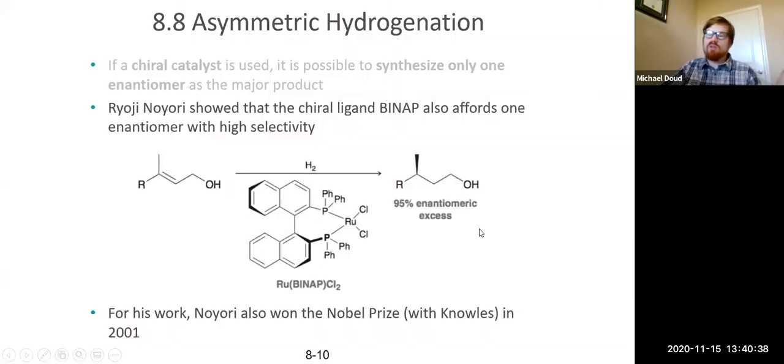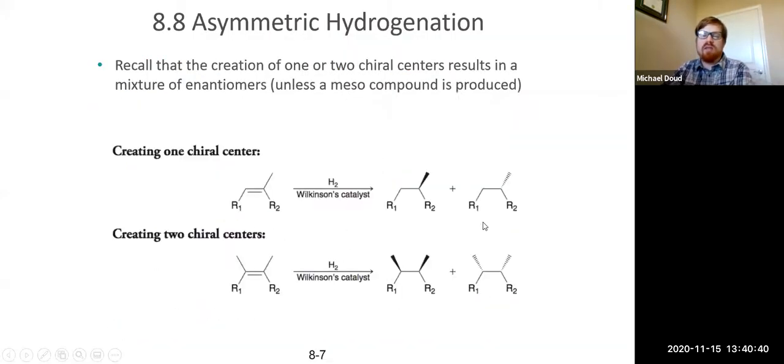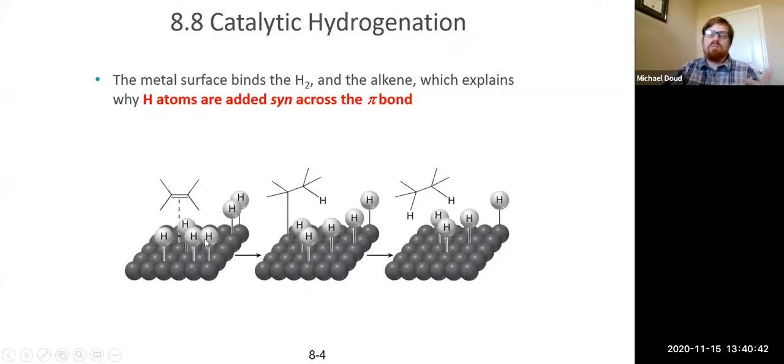Okay, that covers hydrogenation. Again, not much to talk about with the mechanism. Basically, I'm not going to make you draw this, but you should be able to recognize, oh, okay, the alkene and the hydrogen adsorb on the surface. Then one of the hydrogens adds across the double bond, then another hydrogen adds across the double bond and the alkane is released from the surface. But that's it for the mechanism.